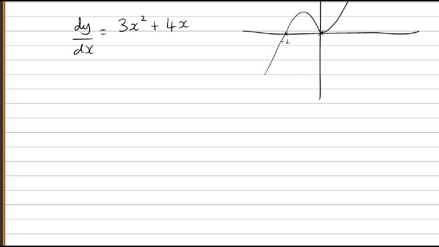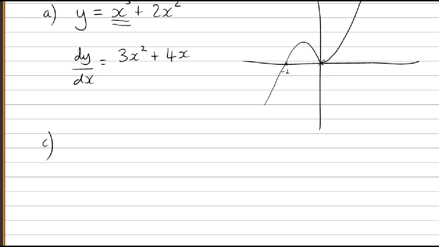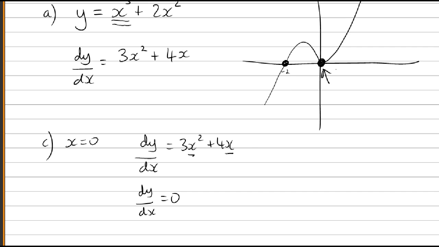in part C we are asked to find the gradient of the curve where C1 meets the x-axis. So if we have a look at the graph again, we're looking for the gradient here and the gradient to the curve here. So if we look here first, this is where x equals 0. Now the gradient function is telling us dy by dx equals 3x squared plus 4x, and clearly when x equals 0, dy by dx equals 0. That's if we substitute 0 into these two x terms.